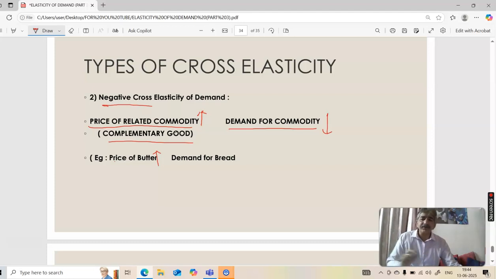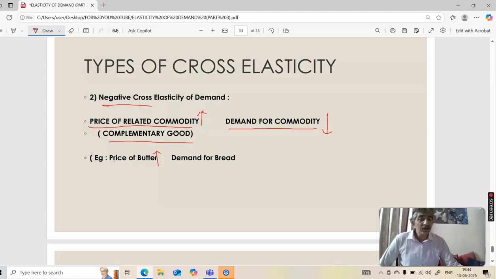The price of bread is the same. He will find making sandwiches daily costly. So what will he do? He will curtail the consumption of sandwiches. He will switch over to some other thing for breakfast. I hope it's clear. As the price of butter rises, what will happen to the demand for bread?